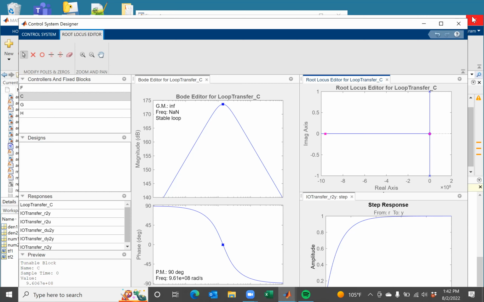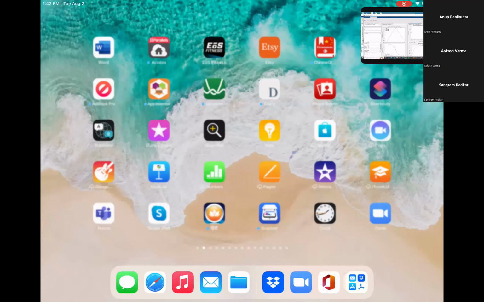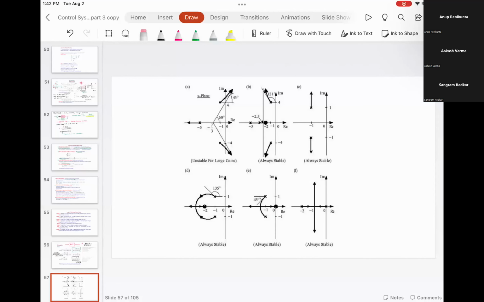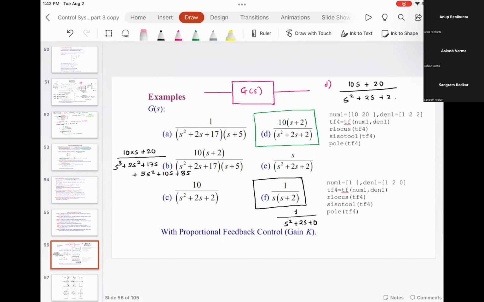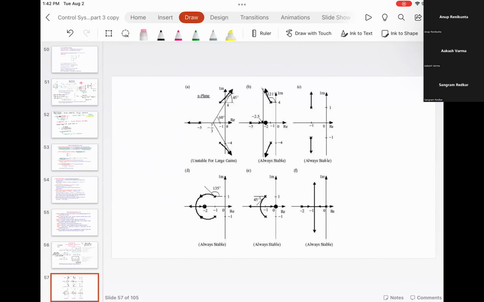Now, okay, let me share my screen. If you look at these examples, A, B, C, D, E, F, these are the root loci for each and every problem, just drawn by hand. This is how that root locus would look.